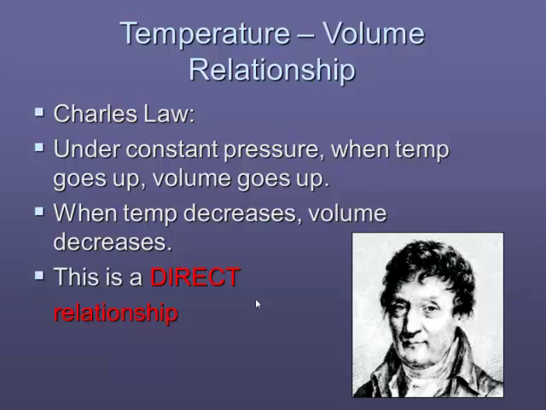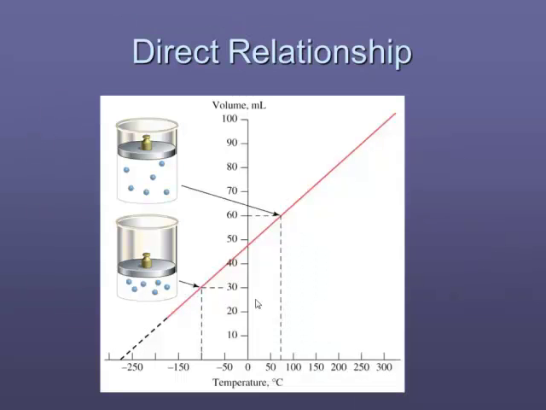So think about if I take a balloon and I throw it in the freezer. That's going to make the gas particles inside of the balloon start to move slower, and they're going to exert less pressure on the outside of the balloon. This is known as a direct relationship. A direct relationship, you'll notice, volume here, temperature down here, has a perfectly straight line.